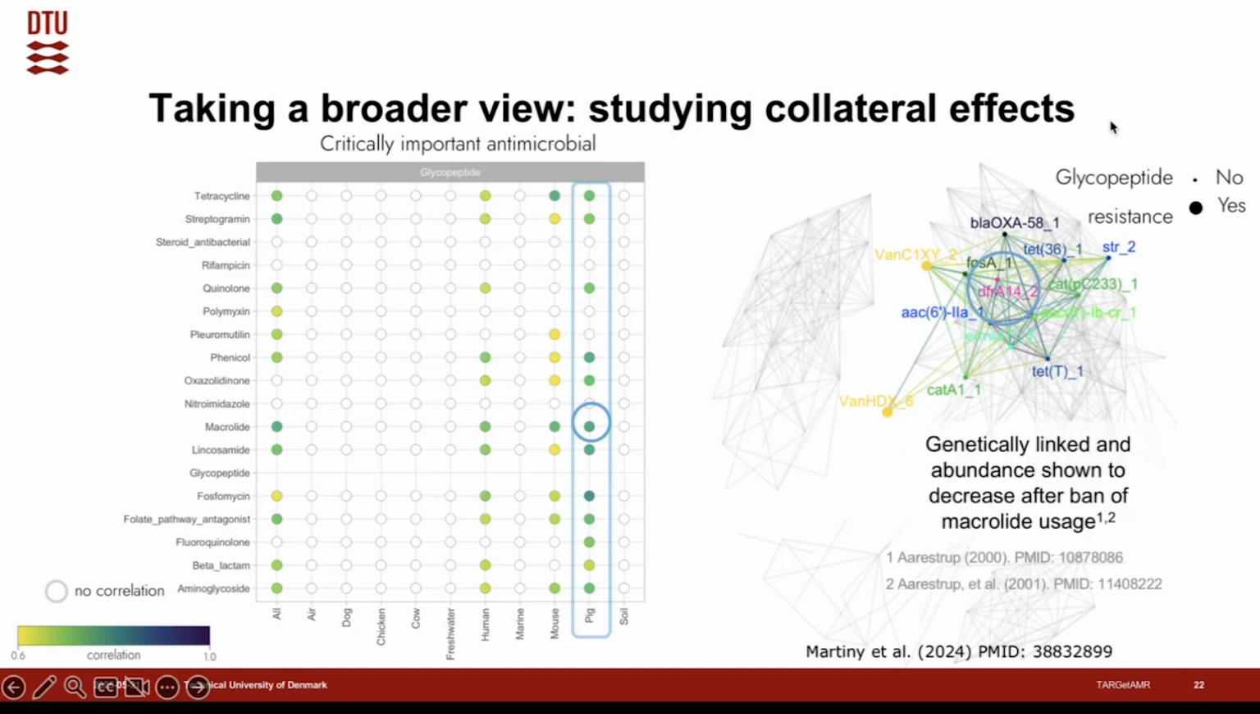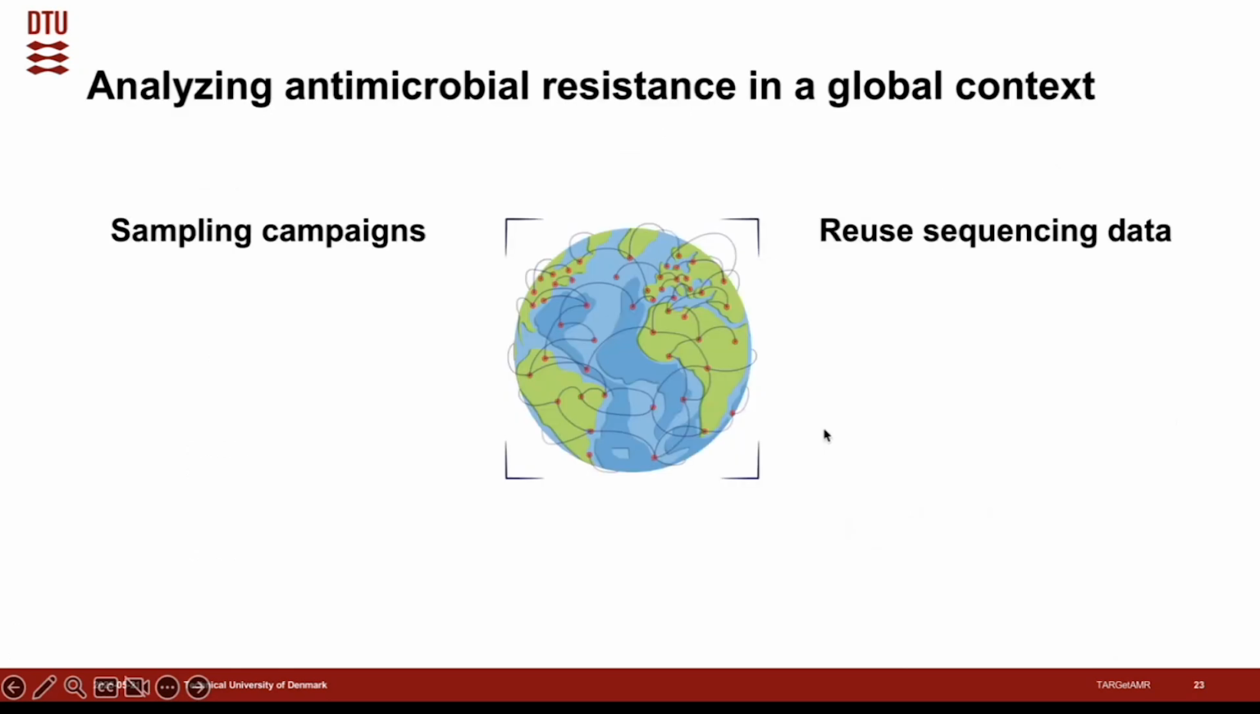And it's been shown that these genes are genetically linked, and there has been a link in the abundance, so that Frank actually showed that when you decrease glycopeptide, the macrolide will also be affected, or the other way around. So I think there are a lot of opportunities here in how you can study it. There's a lot of work going on here.